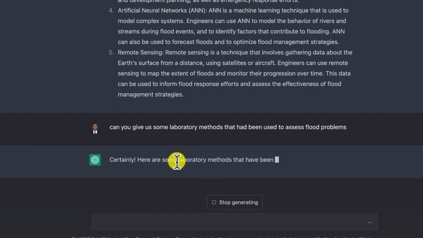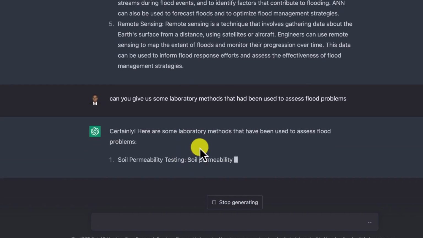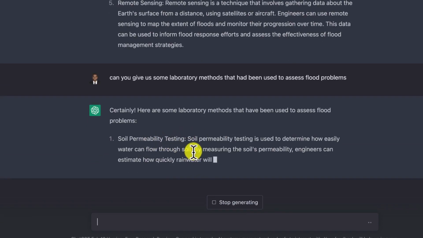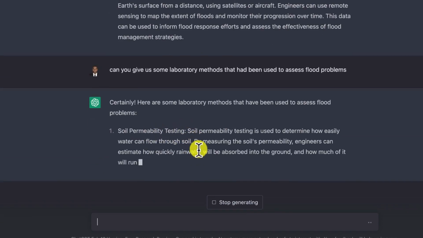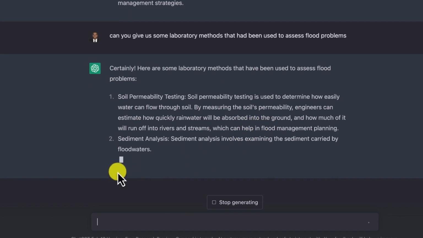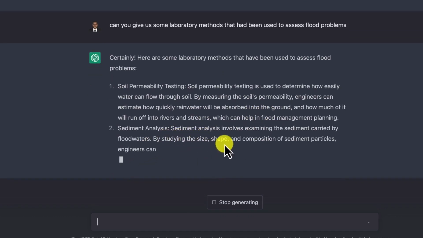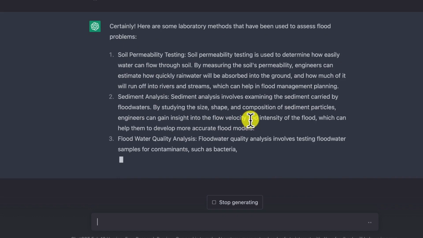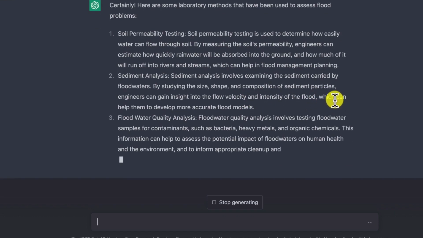Okay, so certainly here are some laboratory methods that have been used to assess the flood problems. Soil permeability testing. You can conduct soil permeability testing, and it gives you details. Sediment analysis involves examining the sediment carried by flood waters: soil sizes, shape, the composition of sediment particles.